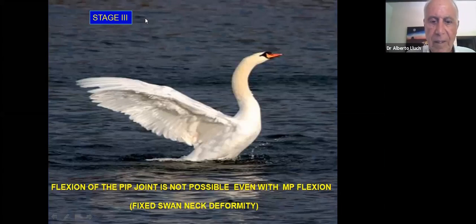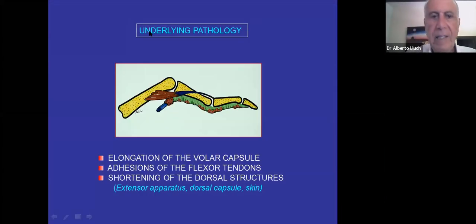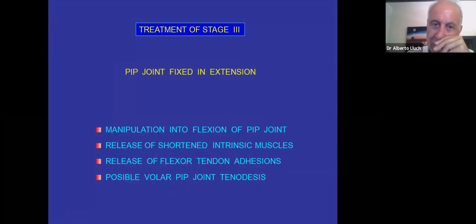Stage 3 is when there is a fixed or stiff PIP joint. The underlying pathology is all the things that we said before, plus shortening of the dorsal structures, which is the extensor apparatus, central slip and lateral bands, dorsal capsule, and skin. These are the dorsal structures that will prevent flexion of the PIP joint.